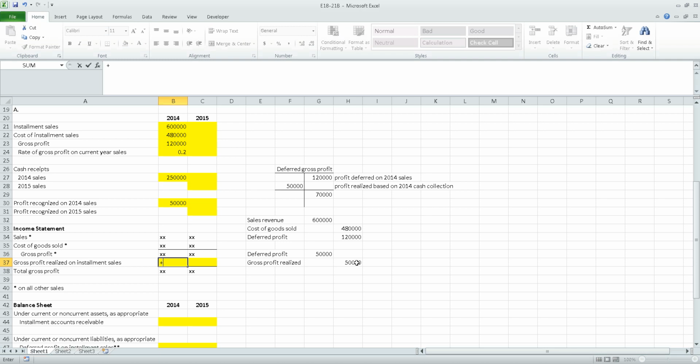And then there's going to be a line item, gross profit realized on installment sales, that represents this $50,000 that our adjusting journal entry booked as the amount of profit that we need to report on this year's income statement based upon our cash collections on these installment sales. So that's just going to appear as a line item on the income statement. On the balance sheet, okay, so I guess we need to set up a T account here for accounts receivable too.